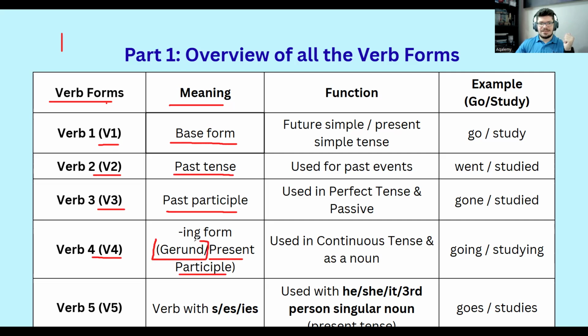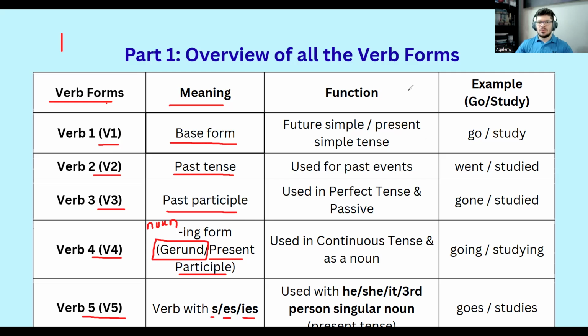Gerund is not a verb. I will explain. This one is a noun. Verb acting like a noun. And then we have V5, which has verbs ending in S, ES, IES.